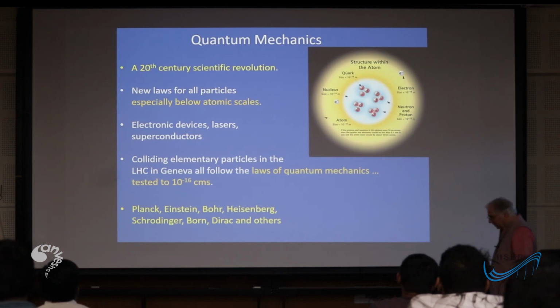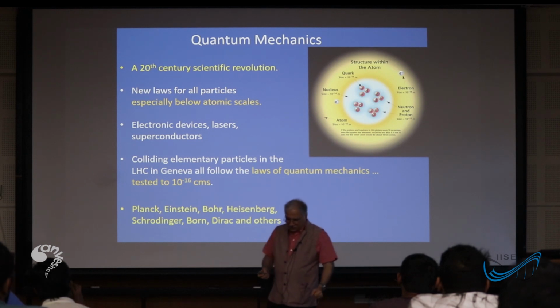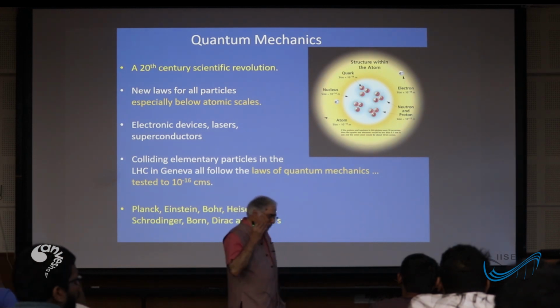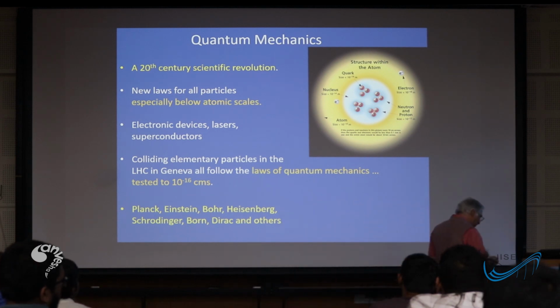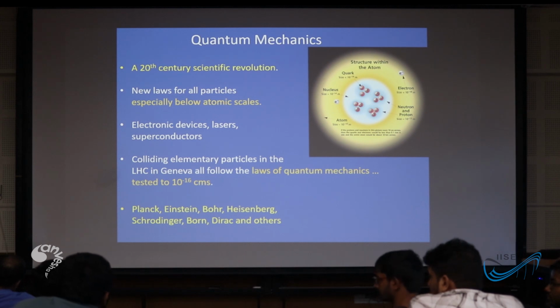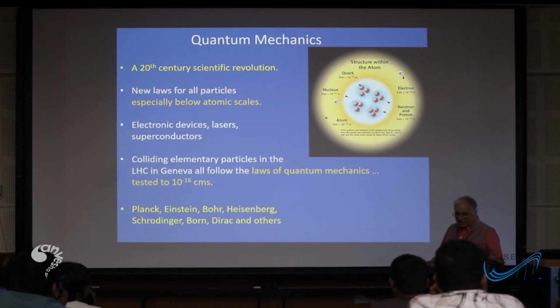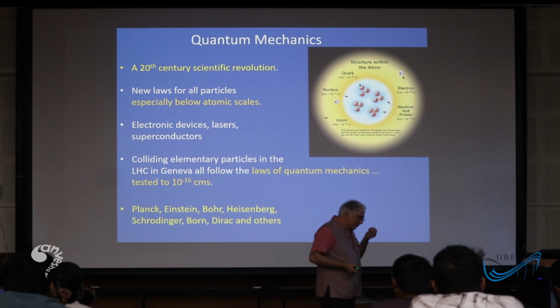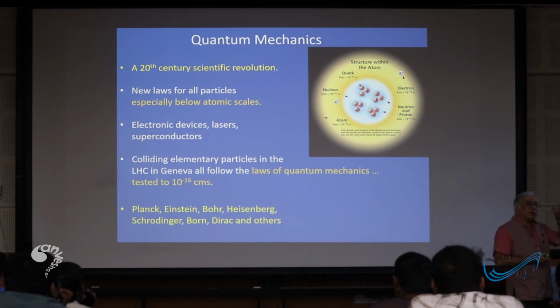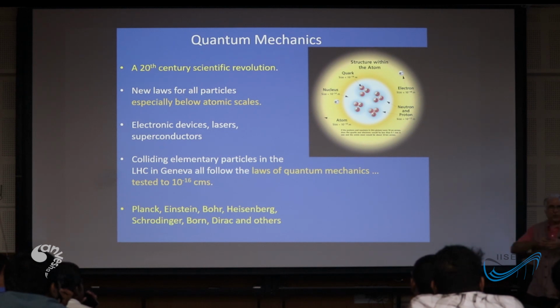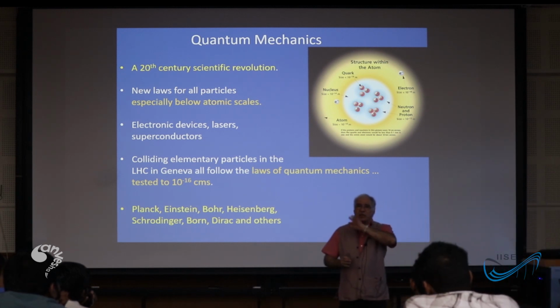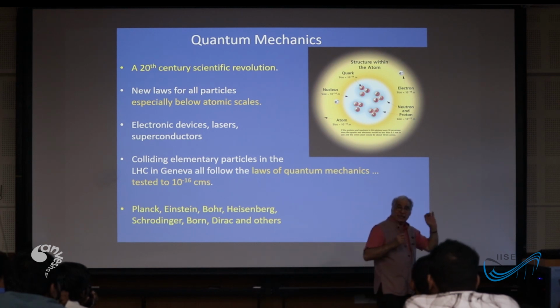Now we come to one of the great chapters in the history of science. The real disruption of Newtonian physics comes from the discovery of quantum mechanics. You must know that it is what makes most of our devices work. Its effects are most apparent for very, very small objects like electrons and protons and quarks. And the important point is that it has been experimentally tested to 10 to the minus 16 centimeters. This is amazing, that there is no deviation from the laws of quantum mechanics up to this scale.